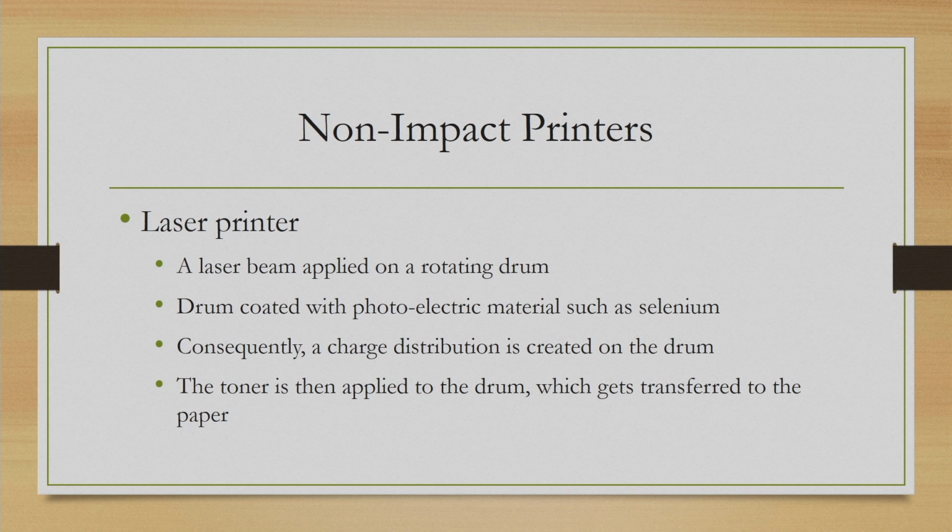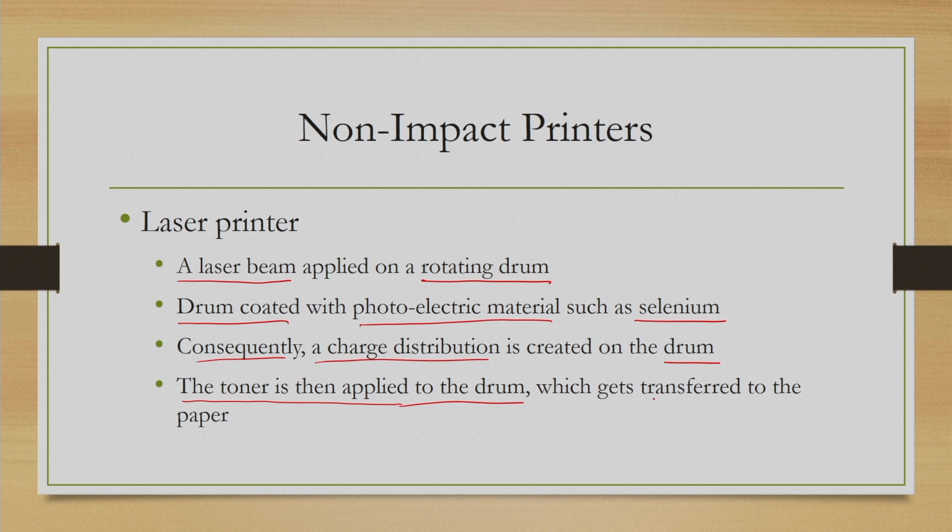In case of laser printer, what happens? A laser beam is applied on a rotating drum. Now, the drum is coated with photoelectric material such as selenium. Consequently, a charge distribution is created on the drum due to the application of the laser beam. The toner is then applied to the drum, which gets transferred to the paper.